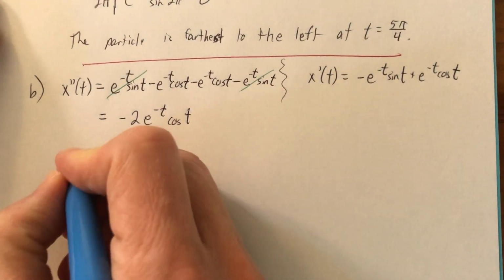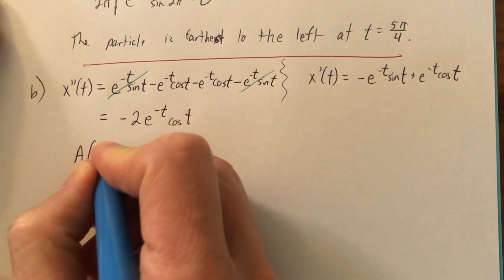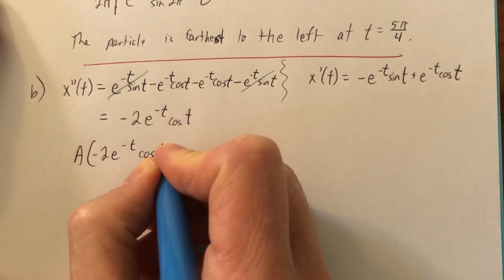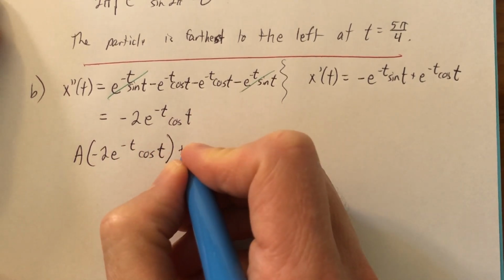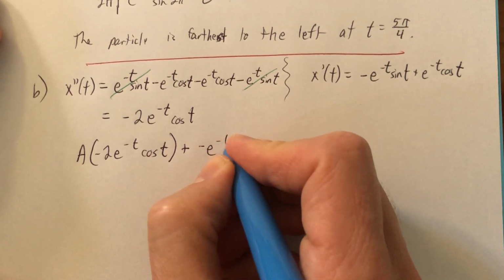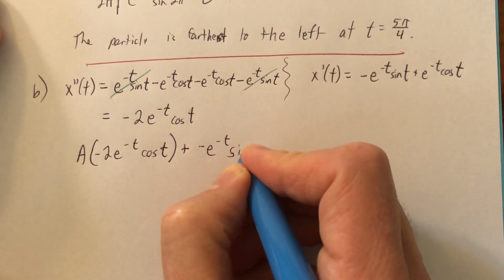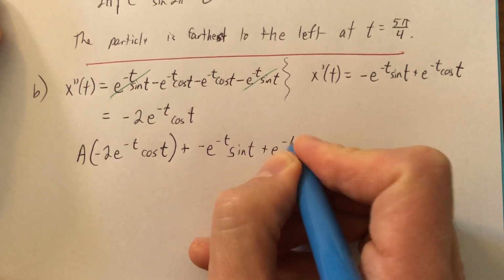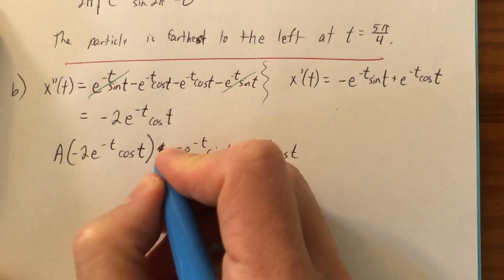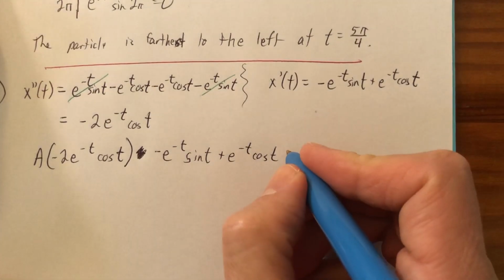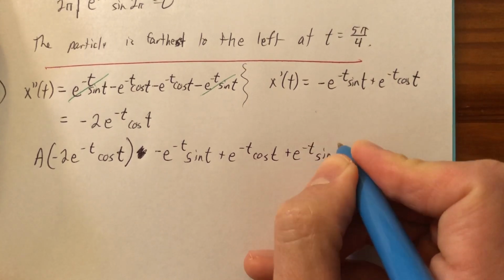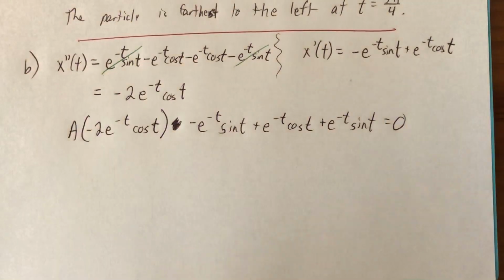So a times the second derivative, so -2e to the negative t cosine t, plus the derivative, so -e to the negative t sine t plus e to the negative t cosine t. That plus negative's bugging me. We're in calculus now, we don't need it. And then plus the original, which was e to the negative t sine t equals 0. And we want to find out what a is.